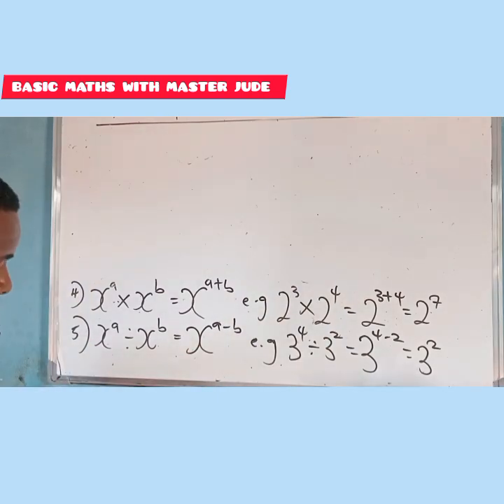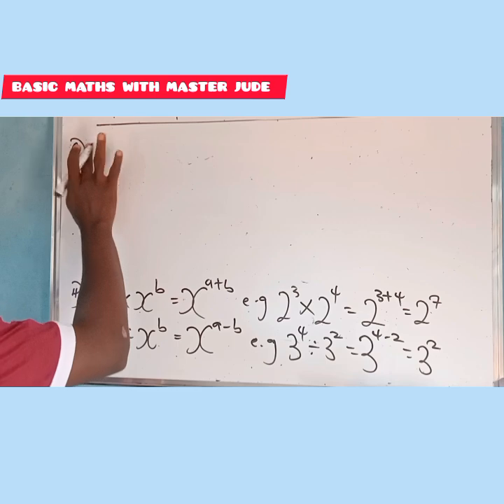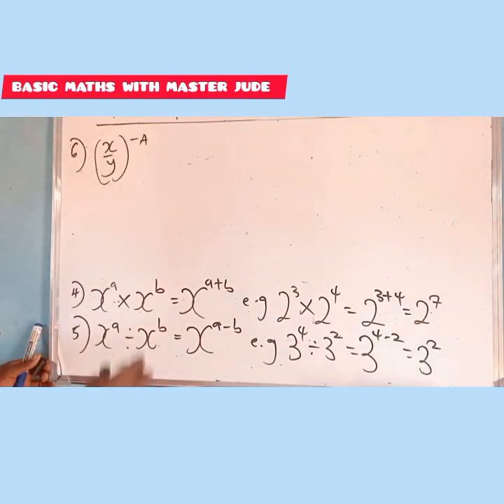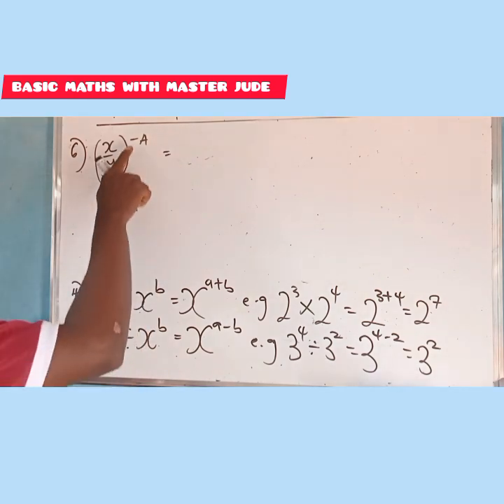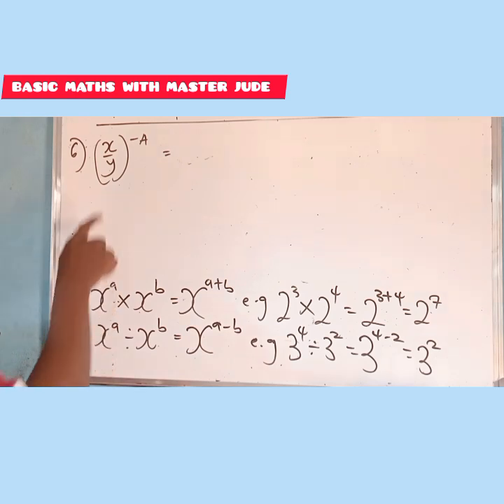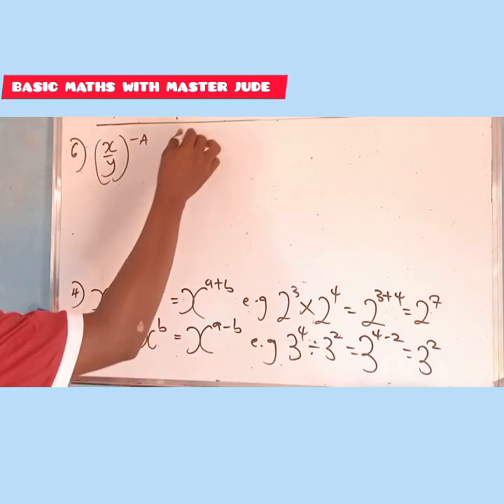Now the sixth law here says, if you have x over y raised to power minus a. Now this is under fractional law. To solve, you are going to remove this minus sign. If you are to remove this minus sign, you are going to interchange the numerator and the denominator. So instead of having x over y, it will now be y over x raised to power a.